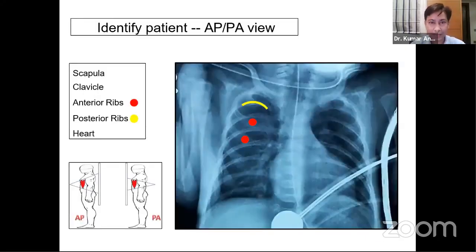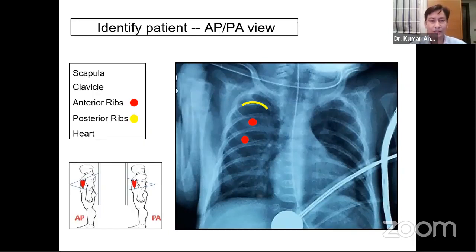We know that the identification of the patient is the most important. Before identifying the patient, we cannot label the diagnosis on that X-ray. As far as neonatal X-ray is concerned, most of the time we do X-ray in AP view because PA view is not possible, as most of the time the baby would be in a supine position, not in the prone position. We all know the difference between the AP and PA view. The only disadvantage of AP view is that the heart would appear slightly larger as compared to the PA view, and the anterior rib, shown in red, would appear more prominent as compared to the posterior rib, shown in yellow.